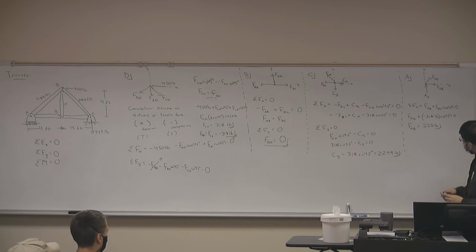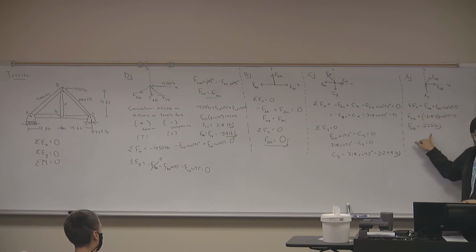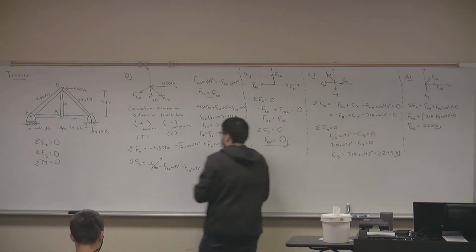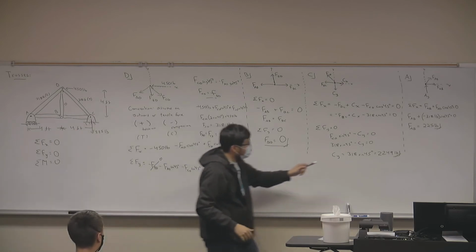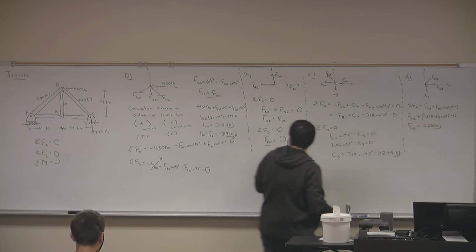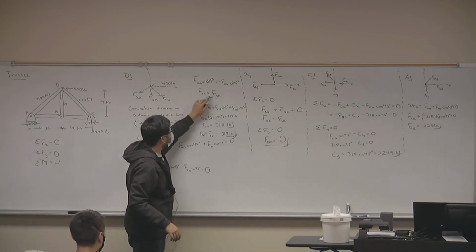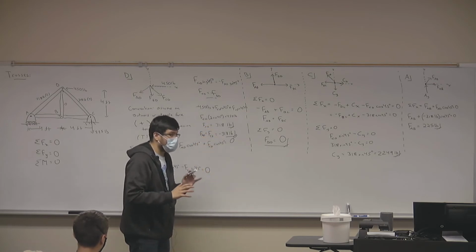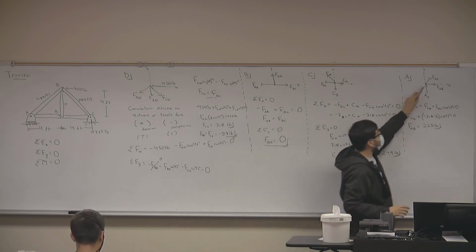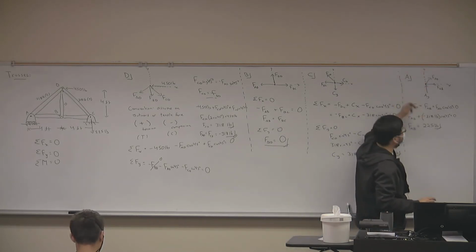Why? Remember, FAD was negative. When we move it to the other side, it's positive, right? How do you get negative 318? Because we're setting our convention to be positive in tension and negative in compression. So when we first calculated FAD, we mentioned that FAD was negative of FCD. So FCD was 318, FAD has to be negative. And the only thing that negative means is that it's not a tensile force, it's a compressive force. That's all it means, okay?